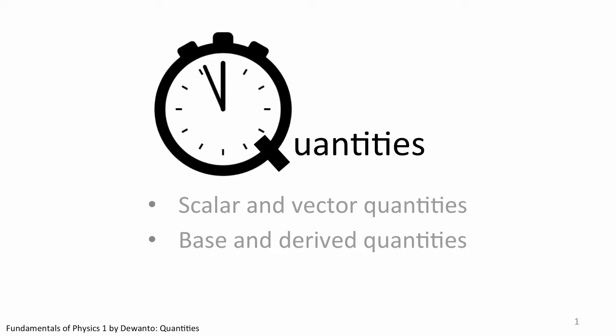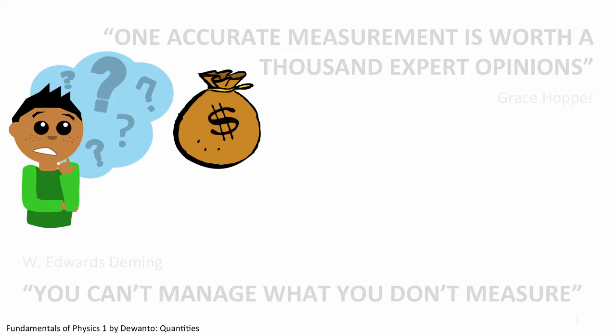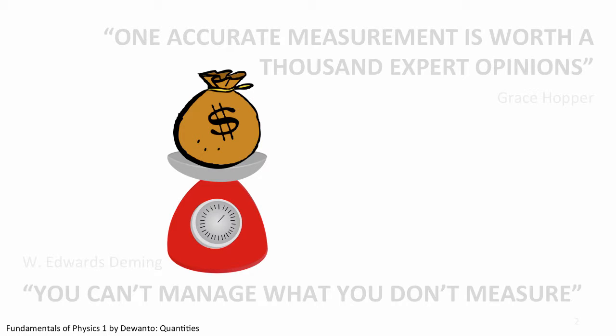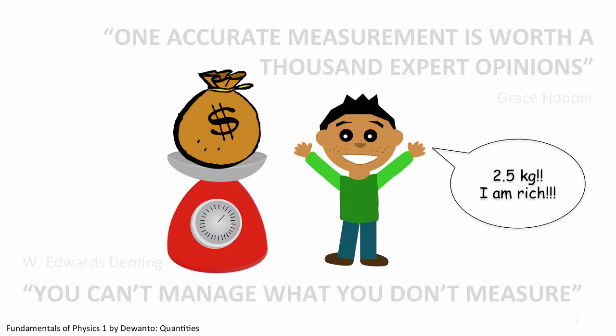In the last lecture, we established the fact that physics is a study of the material world, and this study is done through experiment. For instance, this boy is wondering, what is the mass of the sack? So he took a weighing scale and put the sack on top of the scale. He was essentially experimenting on the sack. He did a measurement on the mass of the sack and found the mass to be 2.5 kilogram. Obviously, he's very happy since the sack contains money.